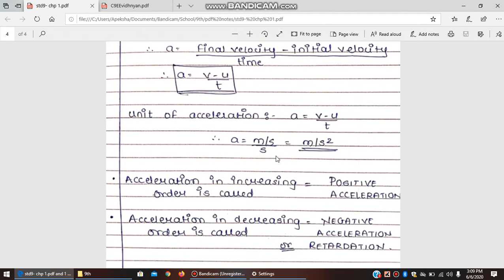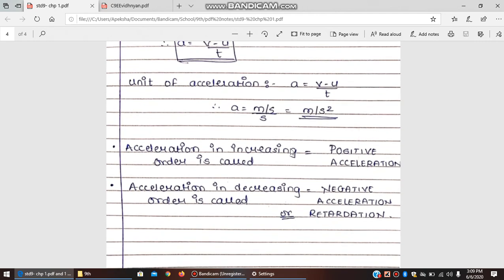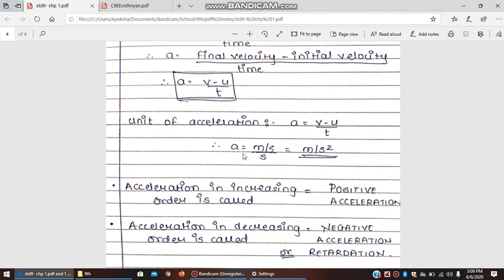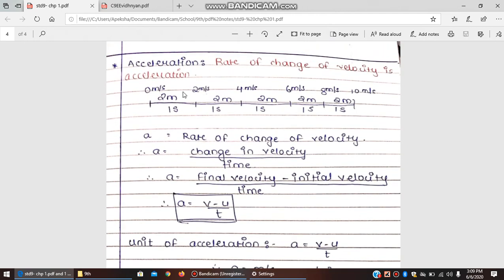नाउ जैसे मोशन का दो टाइप्स था, सिमिलरली एक्सीलरेशन का दो टाइप्स है, दैट इज पॉजिटिव एक्सीलरेशन एंड नेगेटिव एक्सीलरेशन. पॉजिटिव एक्सीलरेशन इज when the acceleration is in increasing order. यानी जैसे हमने एग्जांपल में देखा कि अगर वेलोसिटी चेंज हो रहा है लेकिन वो इंक्रीजिंग ऑर्डर में हो रहा है, जैसे 0 से 2, 2 से 4, 4 से 6 एंड सो ऑन. सो अगर ये इंक्रीजिंग ऑर्डर में वेलोसिटी चेंज होता है तो इसे पॉजिटिव एक्सीलरेशन कहते हैं. और अगर ये उल्टा होता है, डिक्रीजिंग ऑर्डर में होता है, जैसे 10 से 8, 8 से 6, 6 से 4 एंड सो ऑन. अगर ये ऐसे उल्टा आ रहा है तो उसे हम नेगेटिव एक्सीलरेशन या उसे रिटार्डेशन कहते हैं.